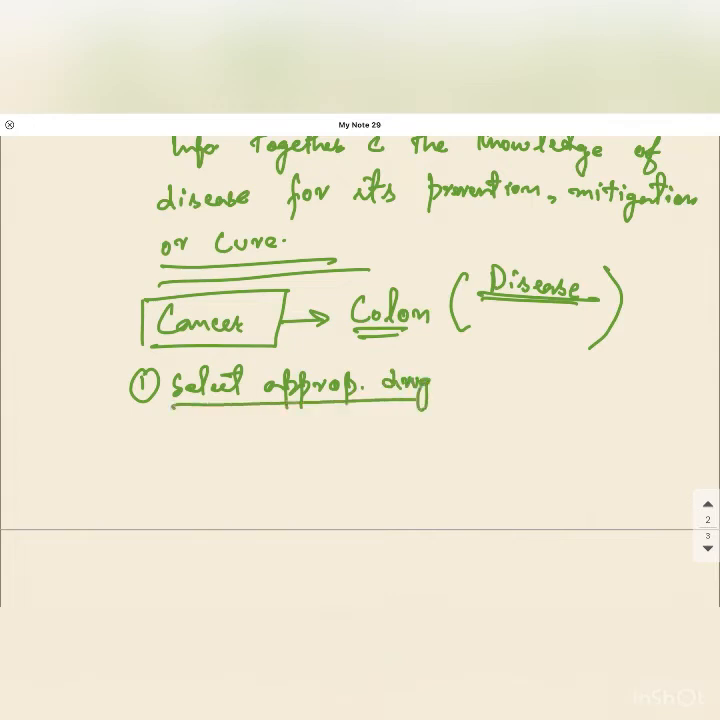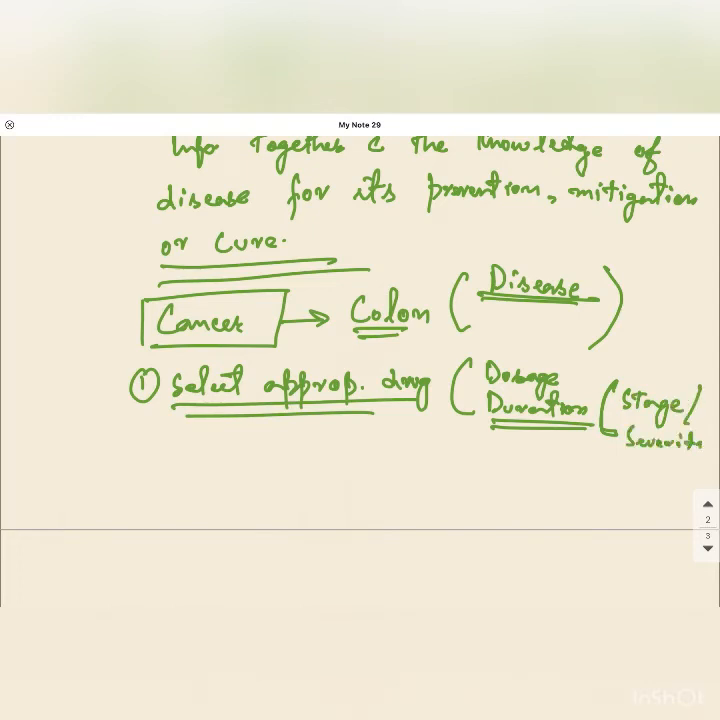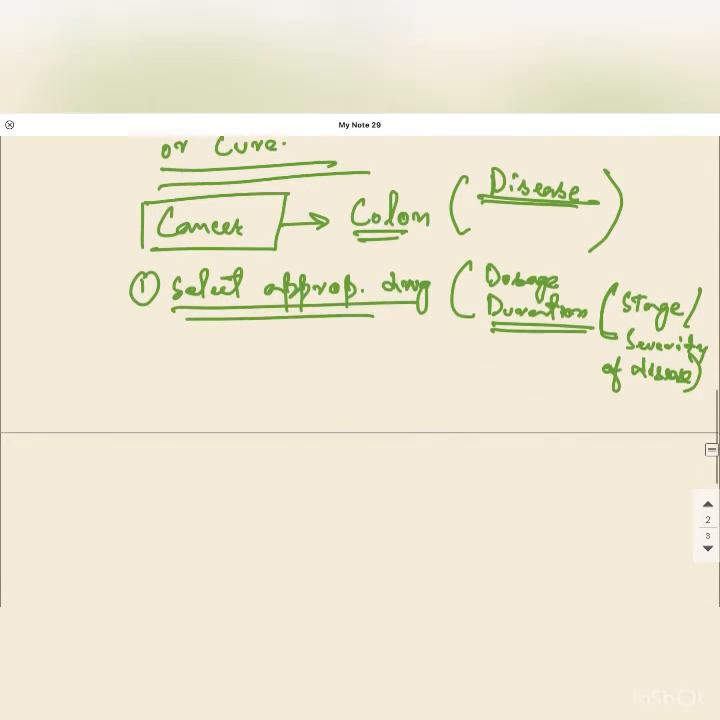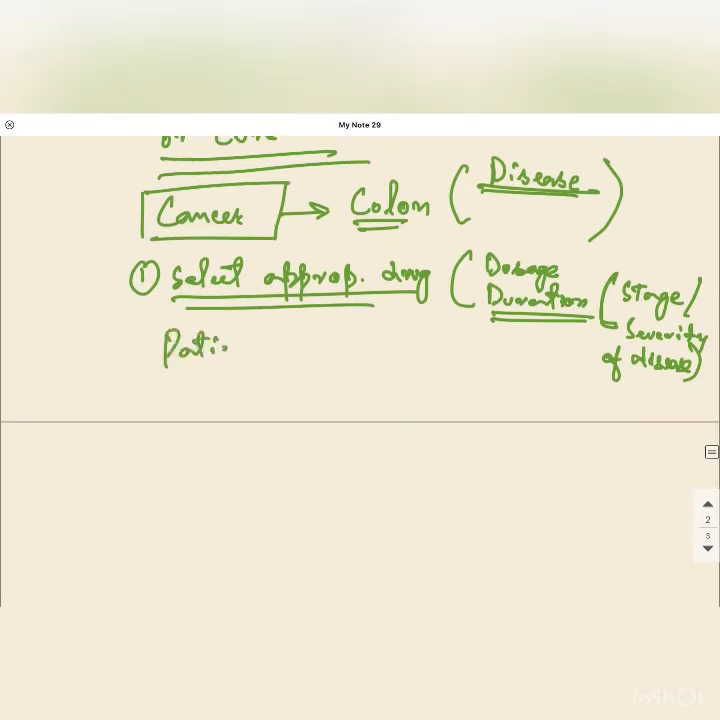Okay, and what we need to do here, we need to check the drug we are selecting. We need to know the dosage. We need to calculate the right dosage and the duration of the treatment. That is based on the stage of the disease, or we can say the severity of the disease. And we also need to include the patient status.